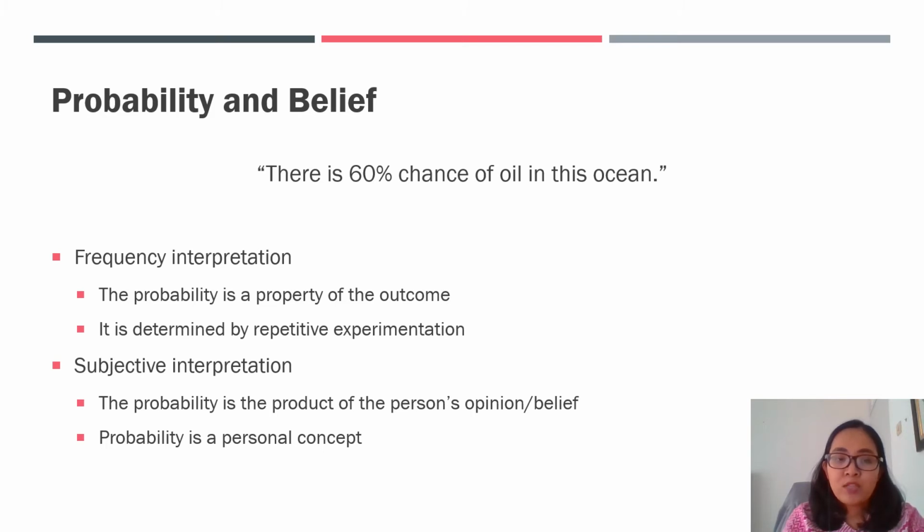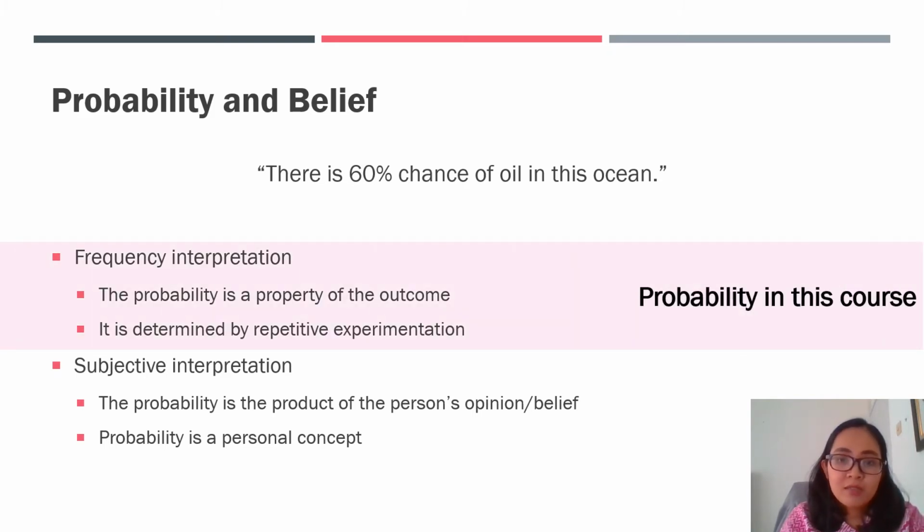The second way to interpret this is a subjective interpretation. So in my heart, I believe deeply that there is a 60% chance of oil in this ocean. It is a personal concept to me, thus I can say this statement. In this course, the type of probability that we are dealing with is the frequency interpretation based on repetitive experimentation.